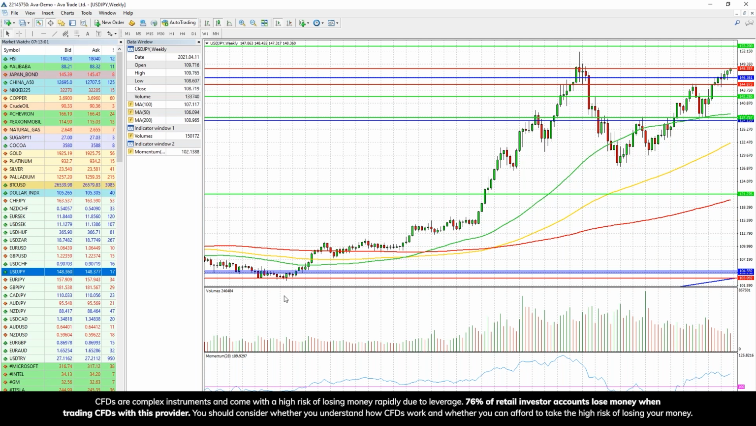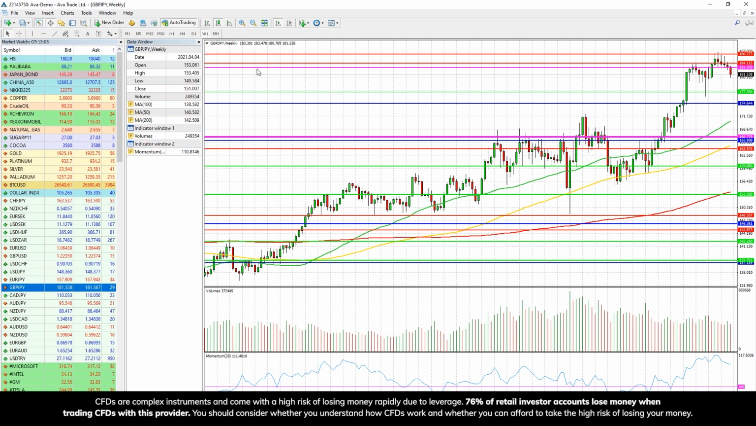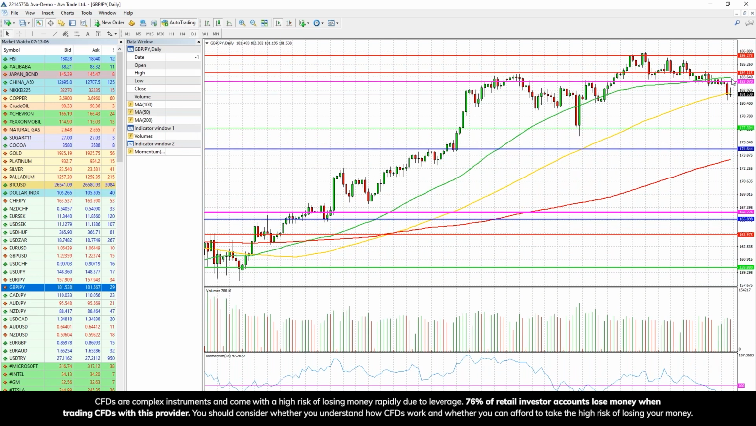So that's as far as it goes. And I think pound yen logically should also be selling. Yes, as you could see here. All right, so that's as far as currencies.